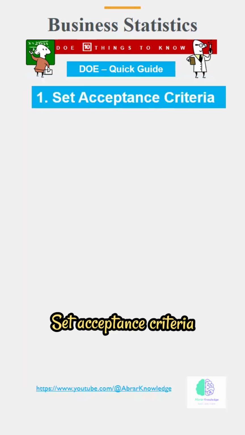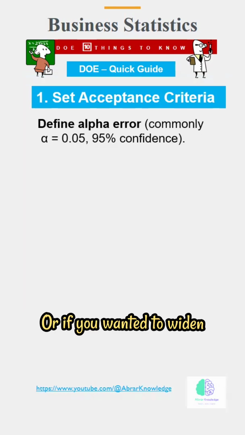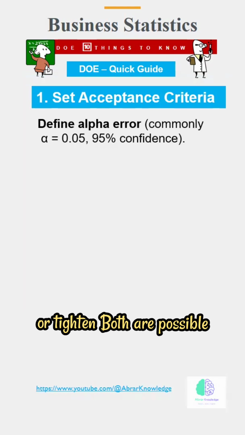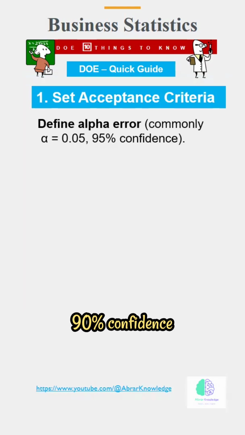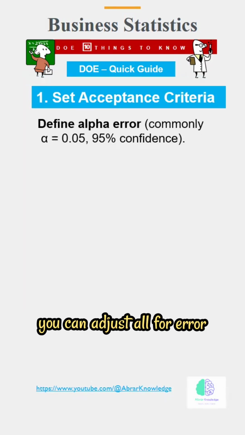Set acceptance criteria. How much you would like to have. For example, 95% confidence. That means you can live with 5% risk, right? Or if you wanted to widen or tighten, both are possible. For example, 90% confidence. That means alpha is going to be 10%, right? So based on your requirement, you can adjust alpha error.